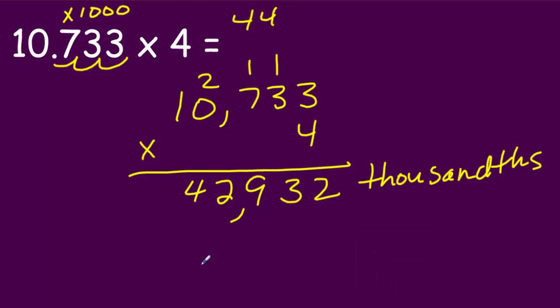So what do we need to do? Well, with our number down here, I'm just going to write all the digits. We need now to divide by 1,000. So if I do that, 1, 2, 3 powers of 10, move that decimal to the left because I'm dividing. Now I end up with my 42.932. And that is the answer, my friend.